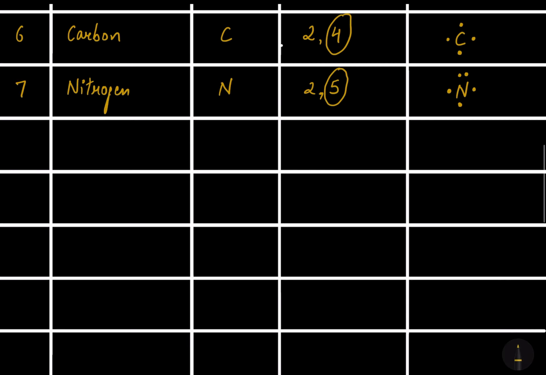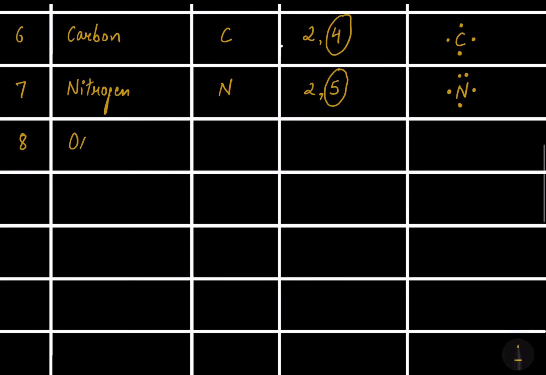Now let's talk about the atomic number 8, that's oxygen. The symbol for oxygen is O. The configuration for atomic number 8 comes out to be 2, 6. Now here again we are having 2 shells. The first shell is having 2 electrons, and the second shell, that is the outermost shell, is having a total of 6 electrons. So we have to represent 6 electrons in the Lewis symbol. So that's my oxygen. That's the first electron, second electron, third electron, fourth electron, fifth electron and a sixth electron. So we got a total of 6 electrons in the outermost shell of the oxygen atom.